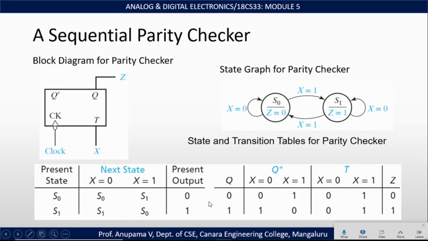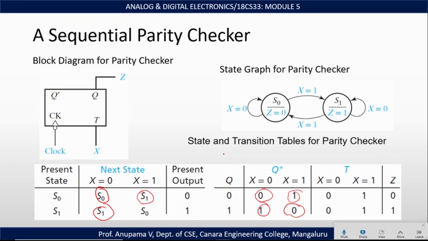So see, S0 is 0, S1 is 1. Wherever S0 is present in the state table, I write 0. Wherever S1 is there in the state table, I write 1. When x is equal to 0, it is S0, so I have written 0. When x is equal to 0 and q is equal to 1, it is S1 here. So see here, S0 I have written 0. S1 I have written 1. Wherever S1 is there I have written 1. Wherever S0 is there I have written 0.